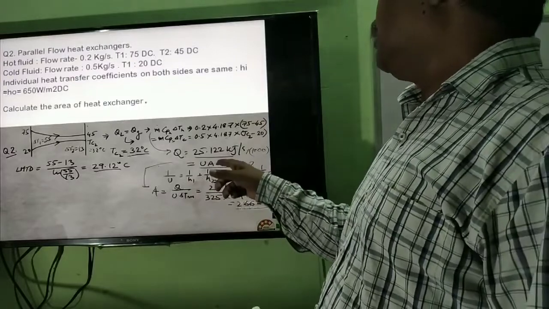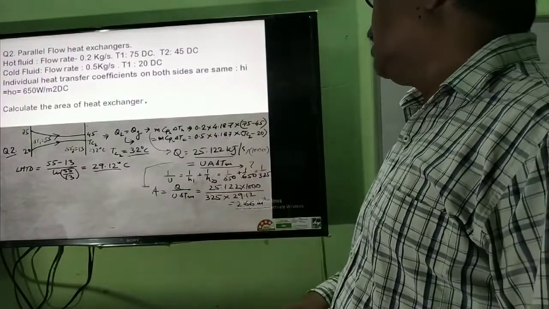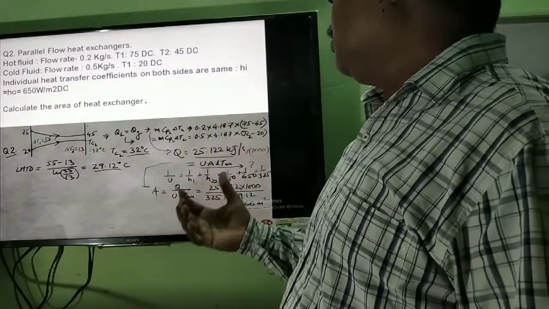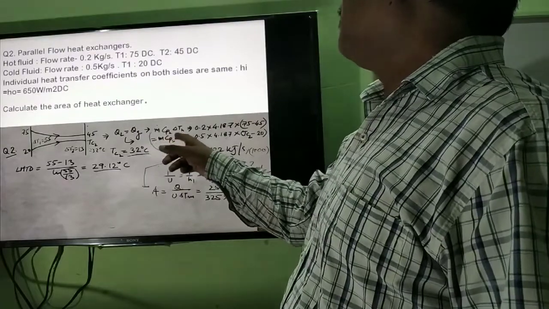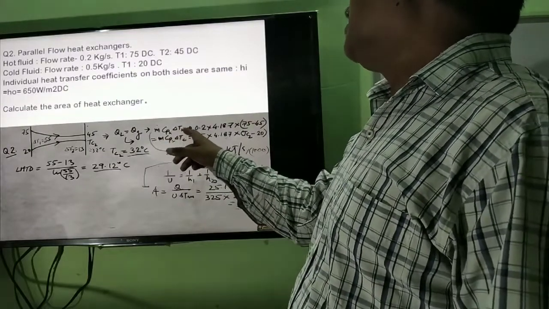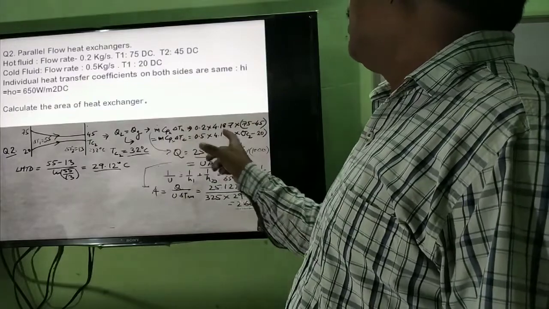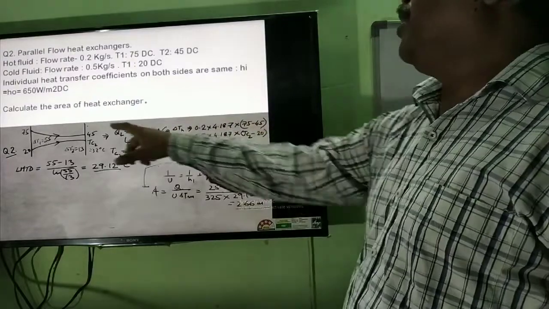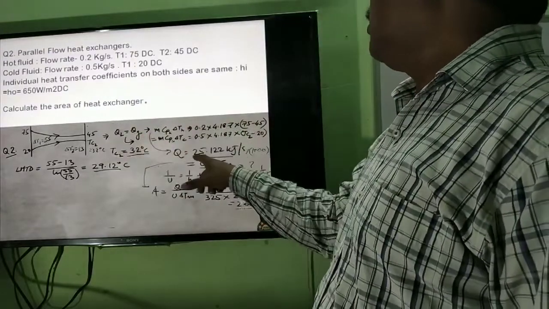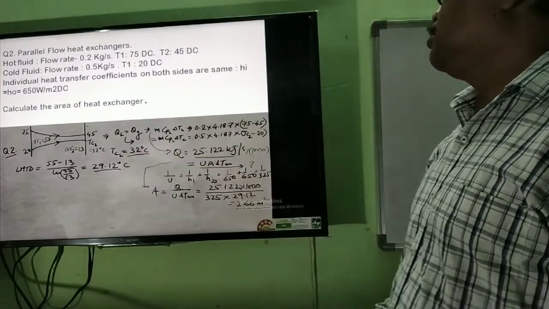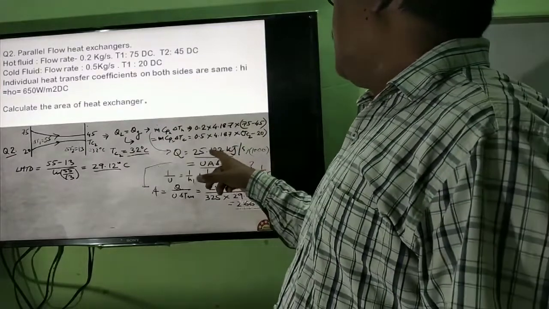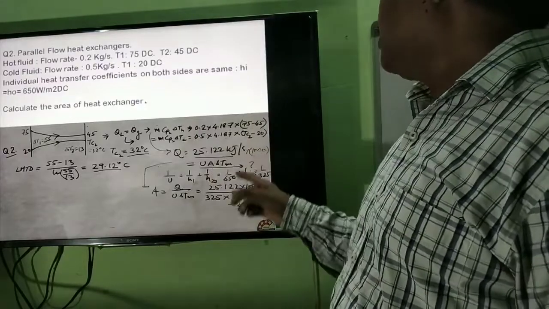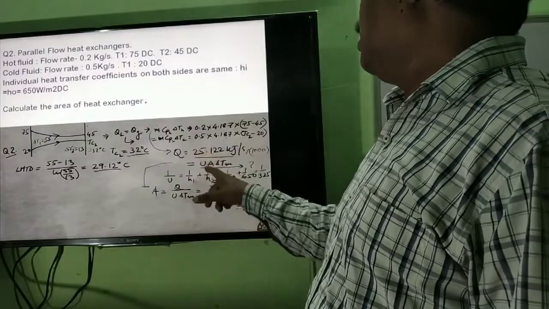Second, we need LMTD and Q. For finding Q, this is the formula: m, specific heat capacity, and temperature difference. Hot fluid equal to cold fluid. So it is given for hot fluid 0.2, 0.4, 0.8, then 75 minus 45. So you can find out total heat equal to 25.122 kilojoule per second. Kilojoule converted into joule for the SI system, 1000 multiplied by 1000. So Q you already got.